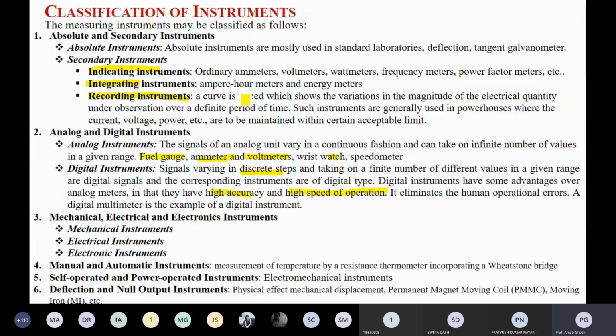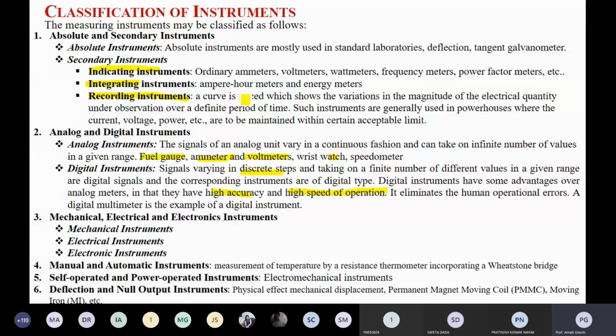Another thing is deflection and null output instrument. Deflection means that the instrument is responsible for deflecting according to the electrical quantities. Okay, so if current is passing through that instrument, the deflection will be there, the pointer deflection. And another one is the null output instrument. You know about it. Null output instrument means all the time it shows you zero detection. It has some standard EMF source and it compares with another source. So all the time it is comparing.